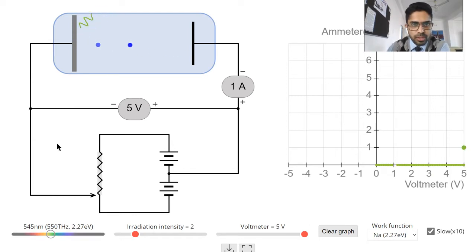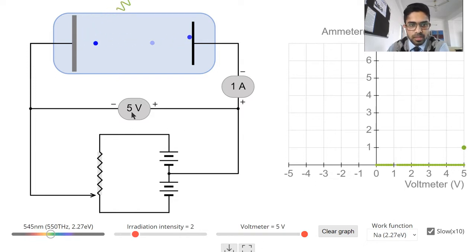Okay, of course you see if it is exactly 2.27 electron volt equal to the work function, the electrons will just come out of the metal surface and be there. Very few of them will reach to the other side. Okay, so they need some kinetic energy to go to the other side inside the glass chamber. Okay, now let's see, if we decrease the applied voltage, what will happen?